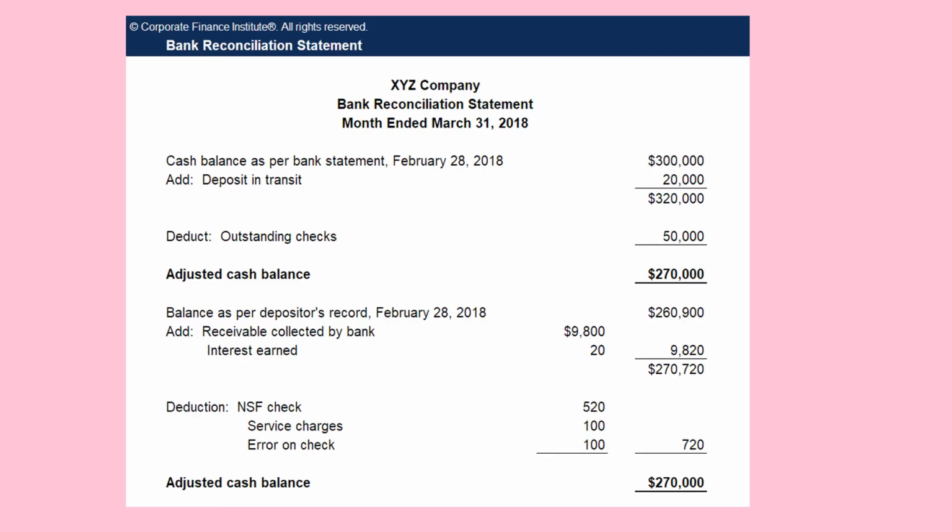The bank reconciliation will look something like this. We can see the bank unknowns have been added or subtracted from the bank cash balance, and then we can see the business unknowns have also been added or subtracted from the business cash record, resulting in the same adjusted cash balance.